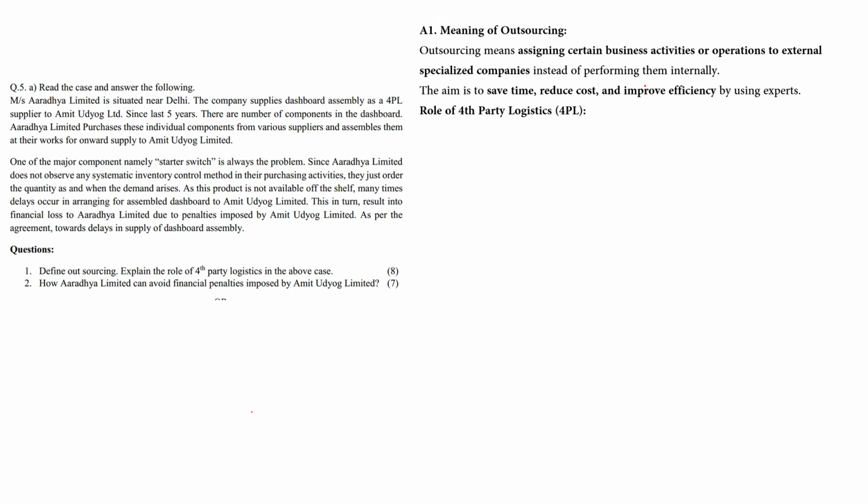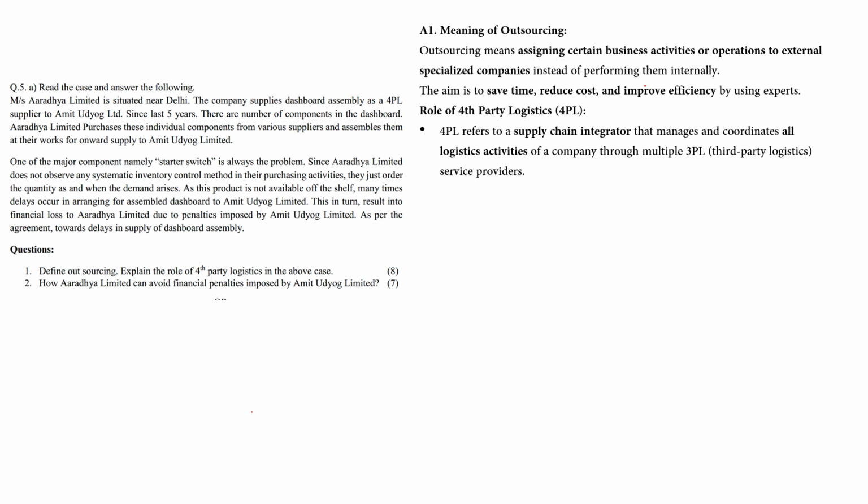What is the role of 4PL or 4-party logistics? Now 4PL, first the meaning: it refers to a supply chain integrator that manages and coordinates all the logistic activity of a company through multiple 3PL, that is, third party logistics service providers. In this case, Aradhya Limited is a 4PL. Okay, so let us see what is the role.